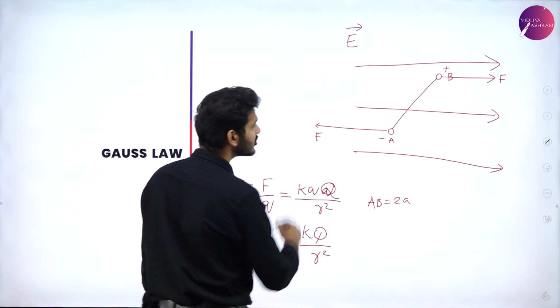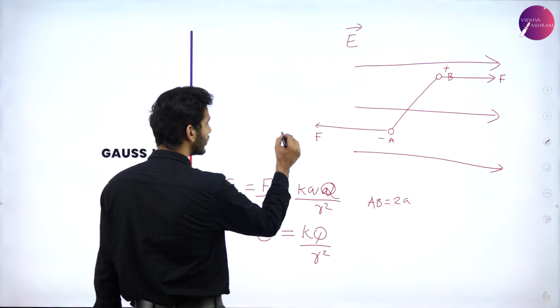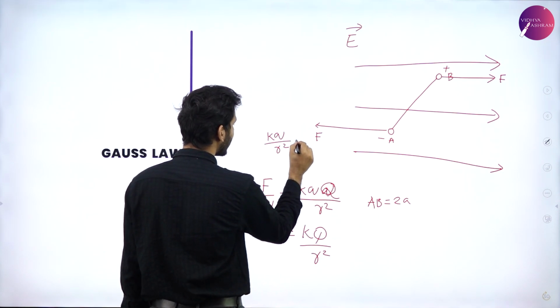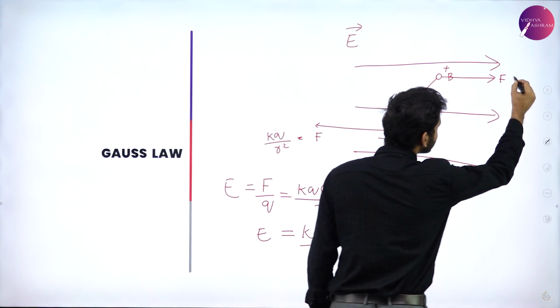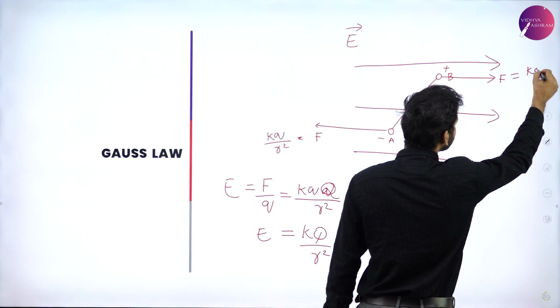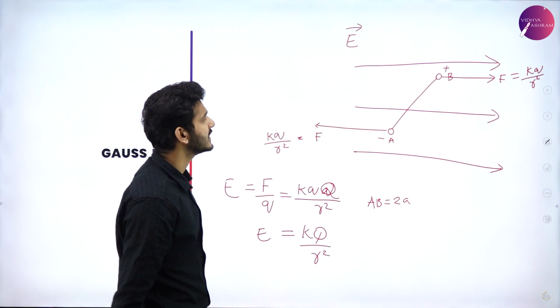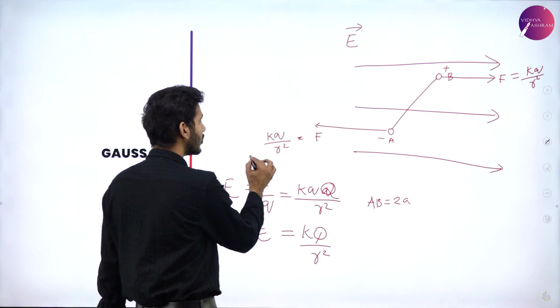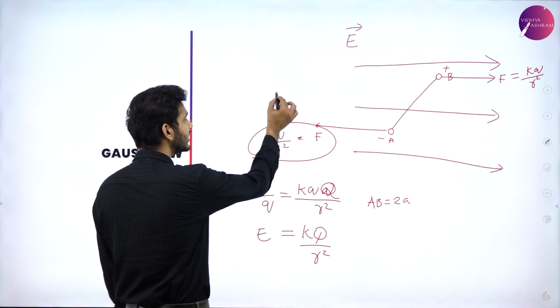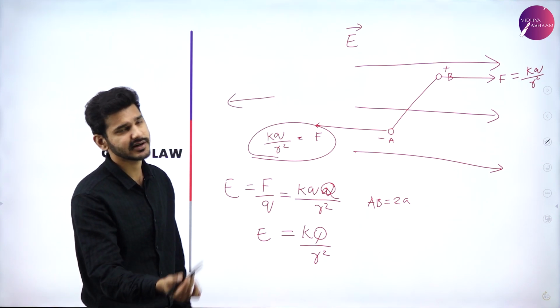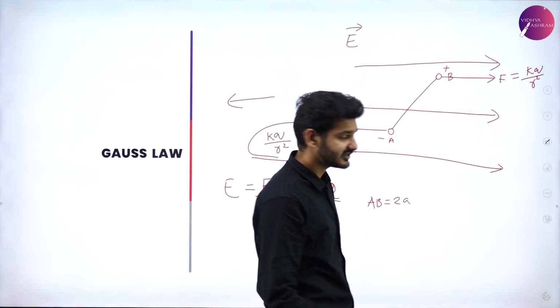So we know the force being exerted will be equal to KQ divided by R square, and here also it will be equal to KQ divided by R square. The only difference is that one force will be acting in the opposite direction to the other force because of the difference in polarity. That is the only difference here.